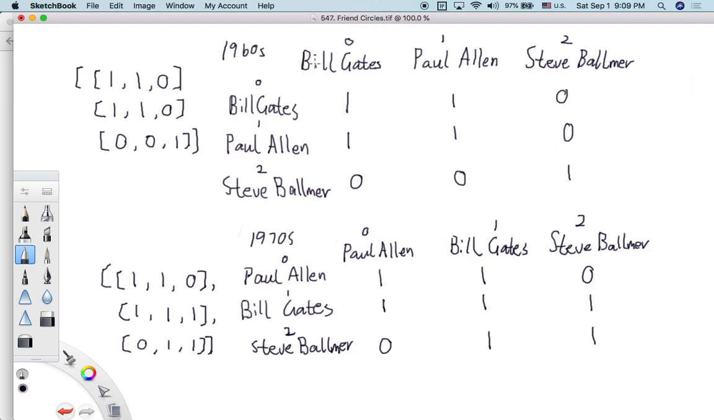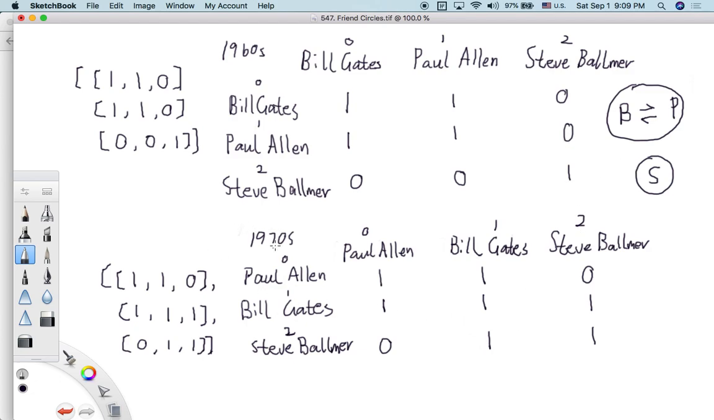Like in the 1960s, there would be 2 friend circles. Bill Gates and Paul Allen are direct friends, so they are in 1 small friend circle. But Steve Ballmer only knows himself. Steve Ballmer didn't know Bill Gates nor Paul Allen, so he is in a different circle. So that's 2 friend circles.